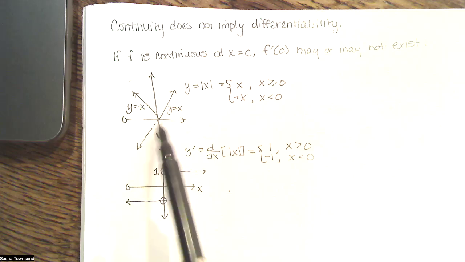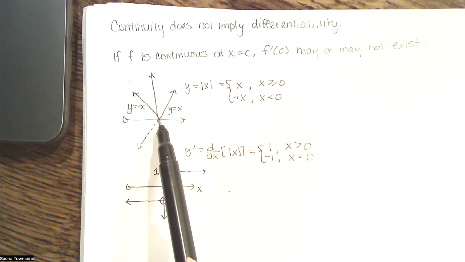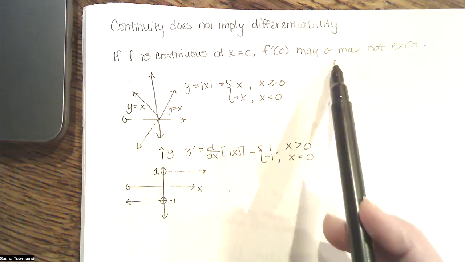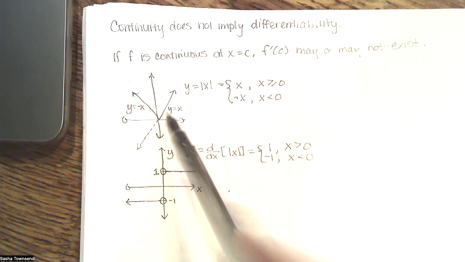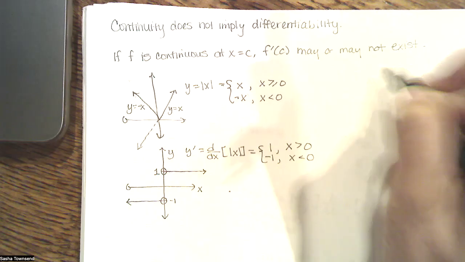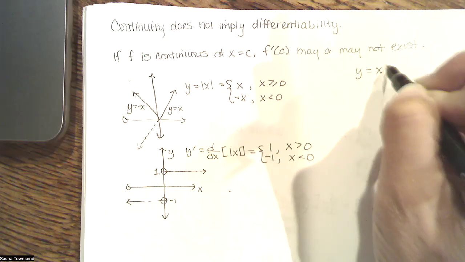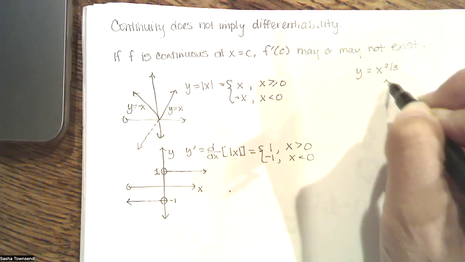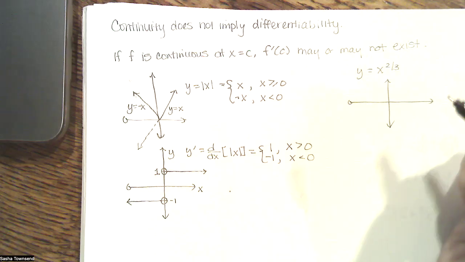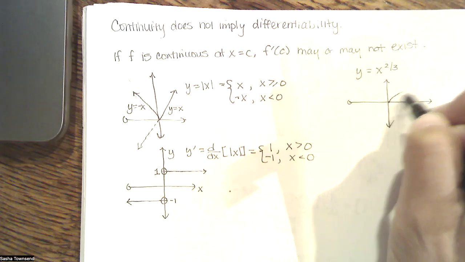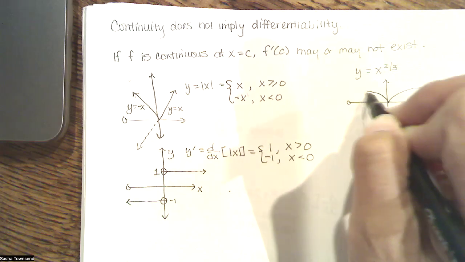So this is an example of a function that is continuous at 0. This derivative does not exist at 0 because we've got a different limit from the left than we do from the right. Another example is y equals x to the 2/3 power. So it's like you take your x to the 1/3, that's our cube root function, and then you square it. So it looks roughly like this.